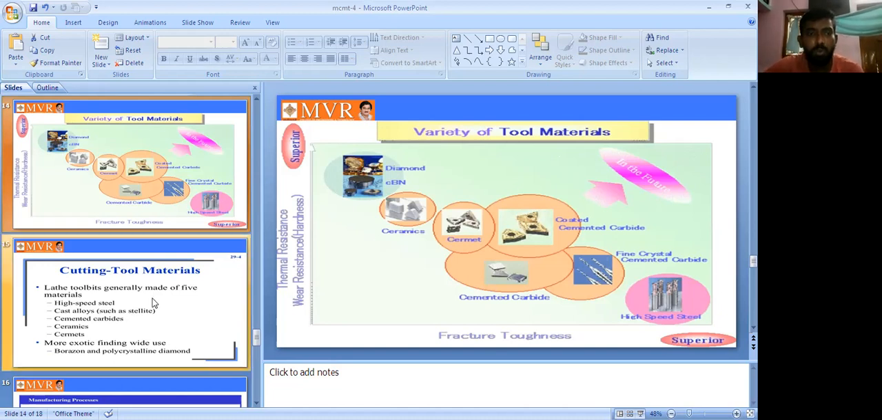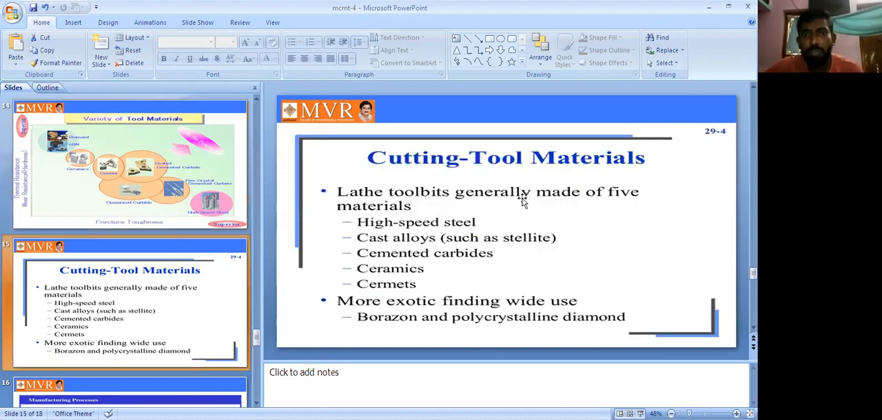Next is cutting tool materials. See here, lathe tool bits are generally made of five materials. The first one is high speed steel. We can use cast alloys such as stellite, cemented carbides, ceramics, and cermets. So these five kinds of materials are used to make lathe tool bits.